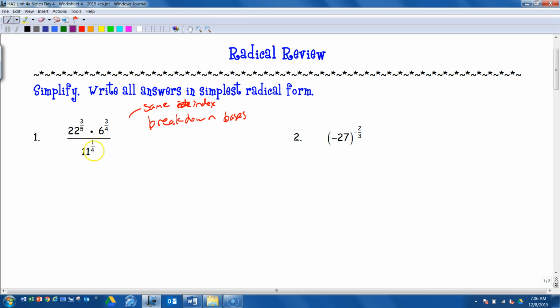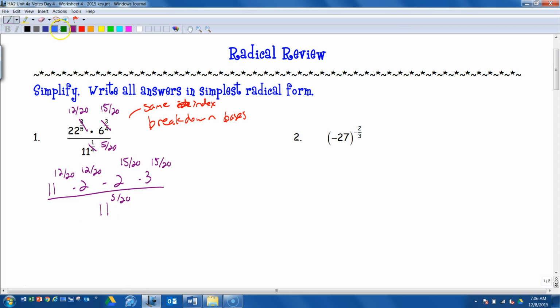Alright, so these all can have a denominator of 20, so 4 over 4 is 12 twentieths. This one would be 5 over 5, so 15 twentieths, and this would be 5 over 5, which is 5 twentieths. So now I'm going to break down the bases. So 22 is 2 times 11, so 11 to the 12 twentieths times 2 to the 12 twentieths times 6, which breaks down to 2 to the 15 twentieths and 3 to the 15 twentieths, all over 11 to the 5 twentieths. Now that you have the common bases, you can subtract exponents with the 11s.